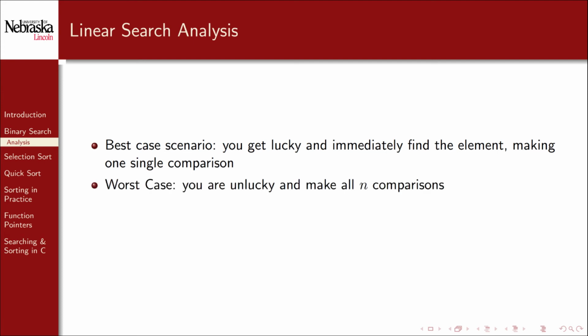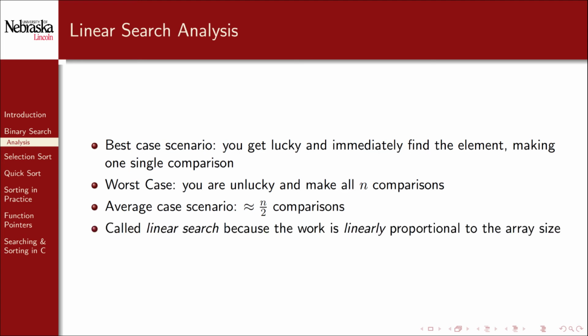What about the worst case scenario? In that case, we get unlucky and find the element at the last index, or we fail to find any matching elements at all. In this case, we would have had to make n comparisons, one for each element in the input array. We could also look at it from an average case scenario, which would require a much deeper analysis than we have time to go into here. However, we'd come up with something very close to n divided by 2 comparisons in the average case. That's why this algorithm is called linear search, because the work required to execute this algorithm is linearly proportional to the array size being searched.